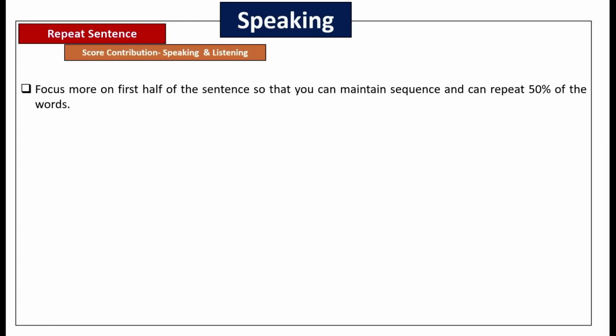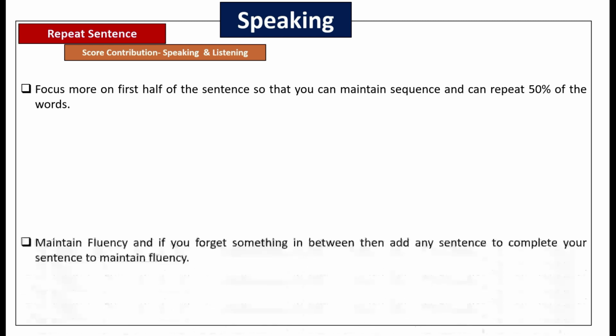Now come to the tricks. The first thing is to focus more on the first part of the sentence, so that you can maintain the sequence and can repeat 50% of the words. Because as per the guideline, it should be in sequence. So if you cover the first 50% also, you are good. You will still get 2 out of 3, and that is a good score.